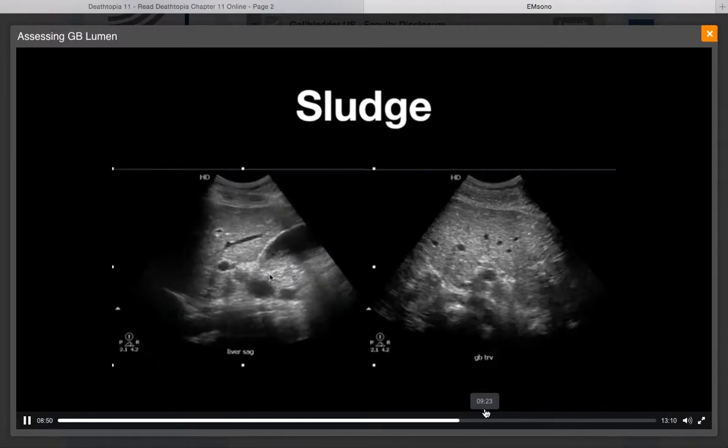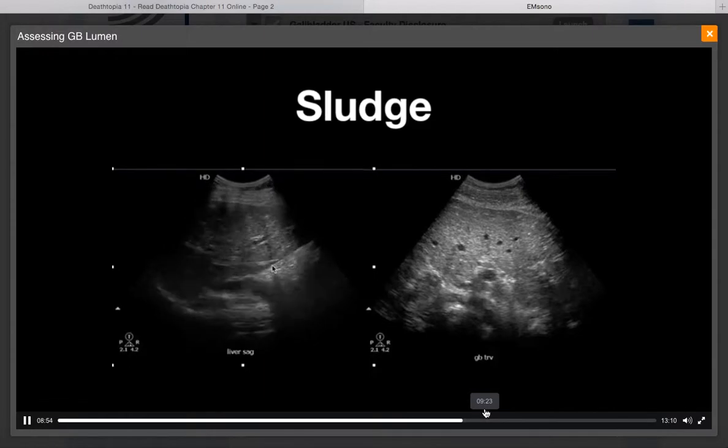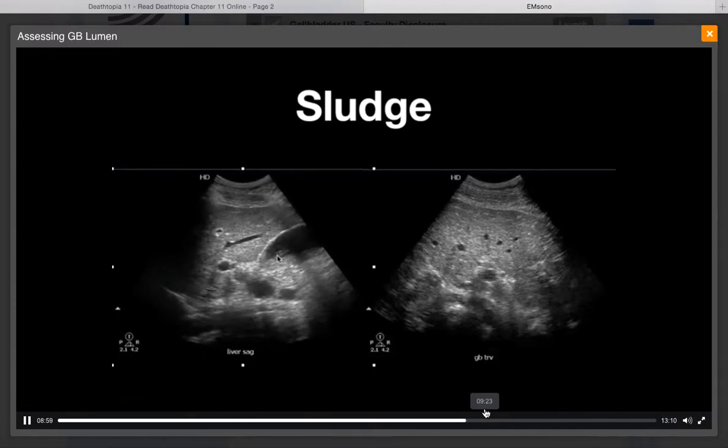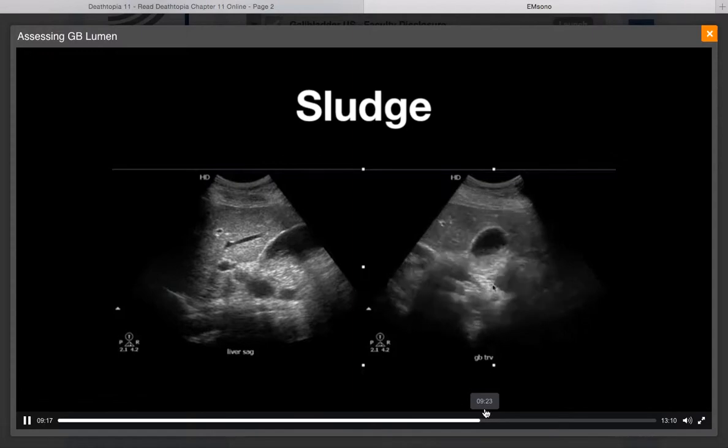Now this patient has both sludge and cholesterolosis. Note you can see the echogenic area within the dependent part of the gallbladder here on both the sagittal view here as well as on the transverse view right here. This represents gallbladder sludge. You can also see multiple echogenic foci in the anterior portion of the gallbladder. This is due to the presence of cholesterol crystals.